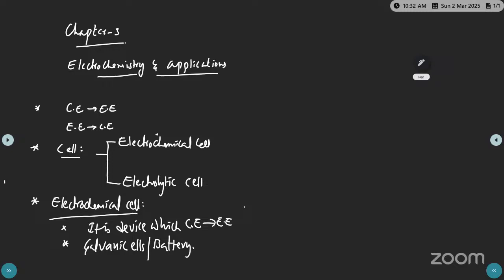So what are these cells? They are also called galvanic cells and batteries. So what are batteries? Batteries are portable devices which are sources of electricity. Portable devices means we can carry them anywhere. They convert chemical energy into electrical energy, or are the sources of current, and so we call them batteries.